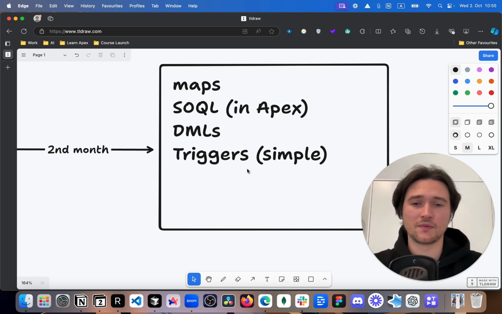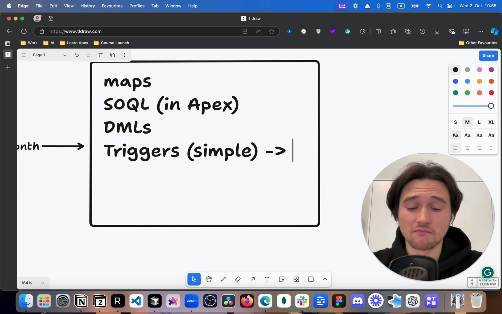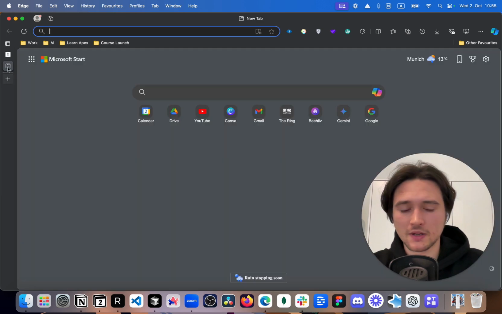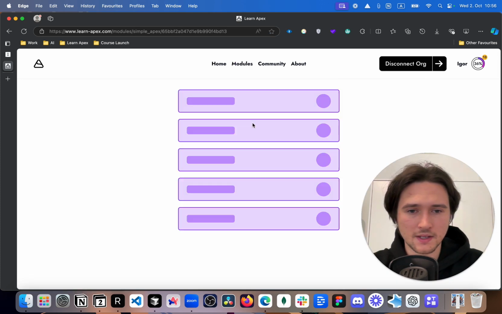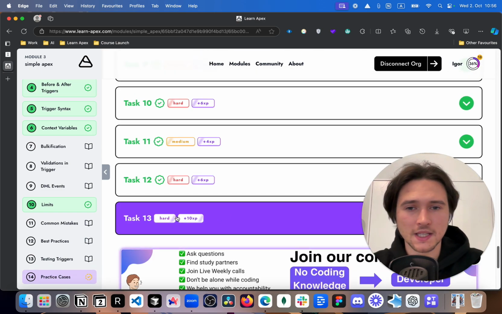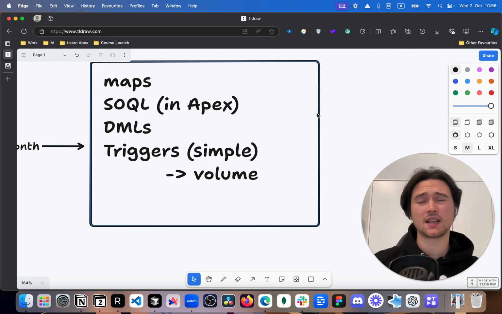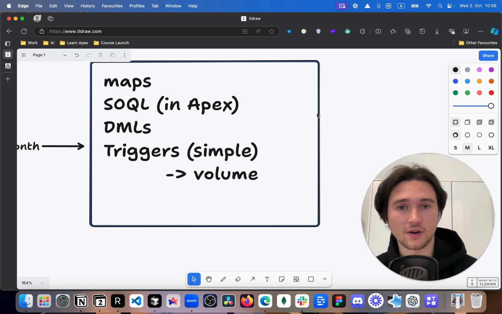And usually at this point, what matters is volume. This is what matters for the simple triggers. So for example, I give this on the Learn Apex. I have this one with, I think, how many do we have? We have 13 cases here, and then I have also additional ones. So I would say in total, I give people like 20 trigger examples, and in most cases, it's enough to understand how those simple triggers work.